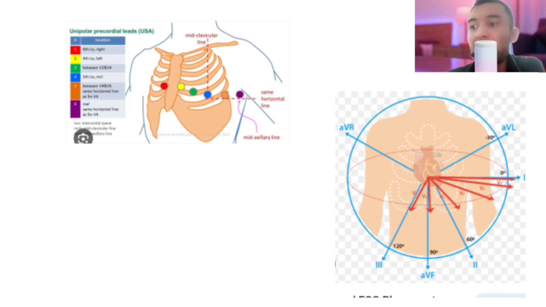In the coronal plane, common causes of left axis deviation include inferior myocardial infarction or Wolff-Parkinson-White syndrome, and right axis deviation causes include inferolateral myocardial infarction.